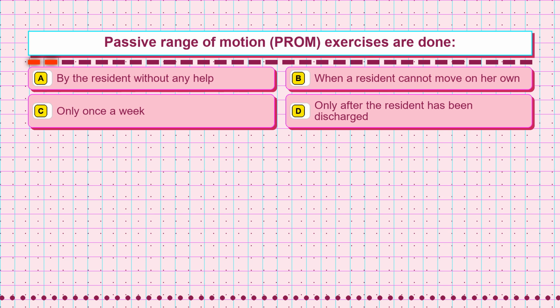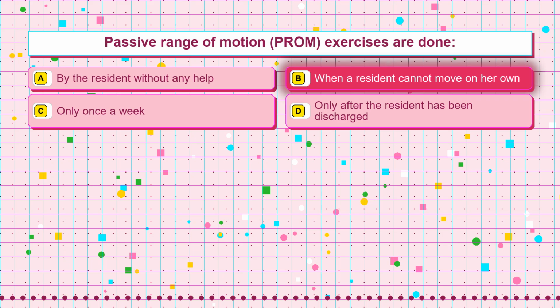Question 91. Passive range of motion, PROM, exercises are done: Option A. By the resident without any help. Option B. When a resident cannot move on her own. Option C. Only once a week. Option D. Only after the resident has been discharged.